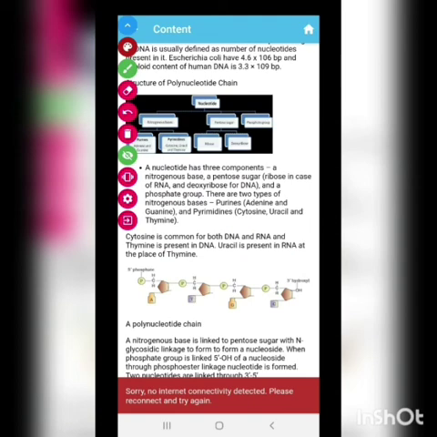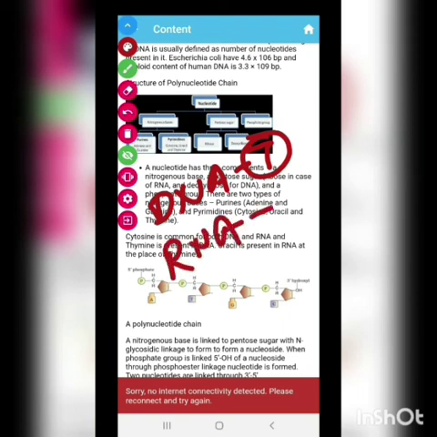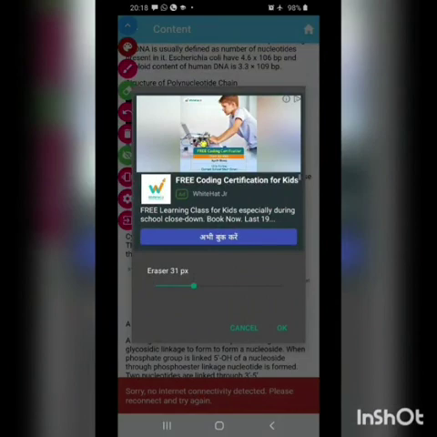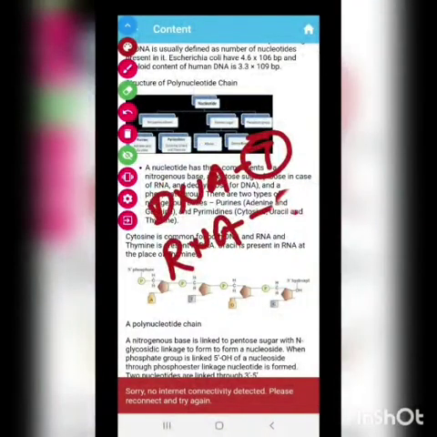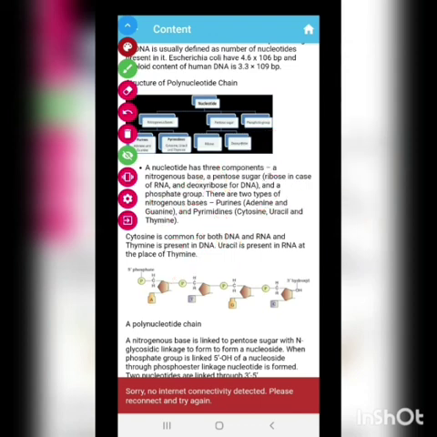One more thing, mostly DNA contains thymine. In place of thymine in RNA, uracil comes. RNA is a single stranded structure and DNA is double stranded structure. Okay, this is done.